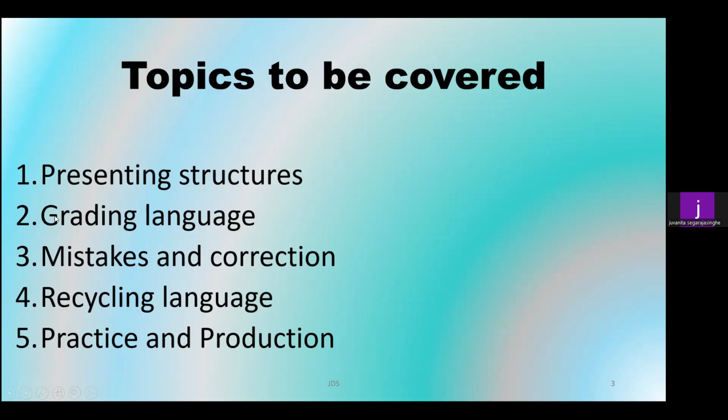Before presenting itself, grading has to take place. So how should grading happen? And correcting learners' mistakes, possible errors that the learners can make and how you can correct them. Then recycling the language, basically revision, or recalling what the student already knows, and then building or presenting the structure on the basis of that. And finally, the practice and the production stage.